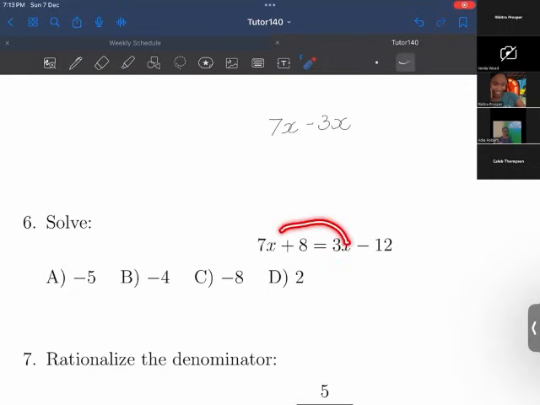Because I sent this over, it became a negative. Equals, I'm going to send the 8 over. It's going to become a negative. Since it's already a positive, when I send it over, it's going to become a negative 8. And then just the minus 12.